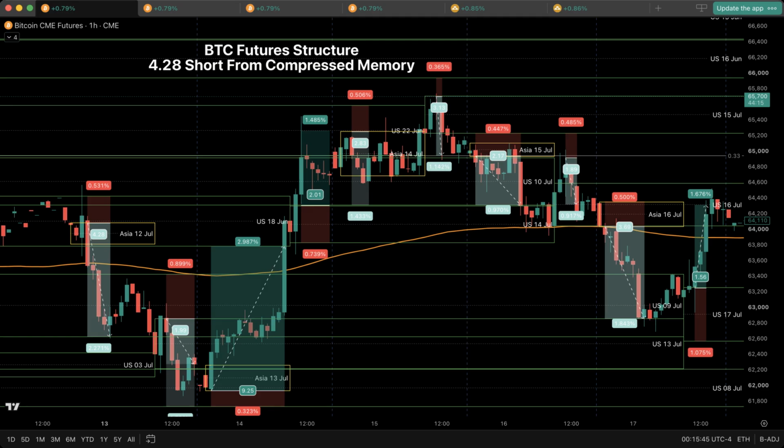We wait for the boundary. If the upper side fails, the short can open. If the lower side holds, the short can fail. If price stays in the middle, the account waits.